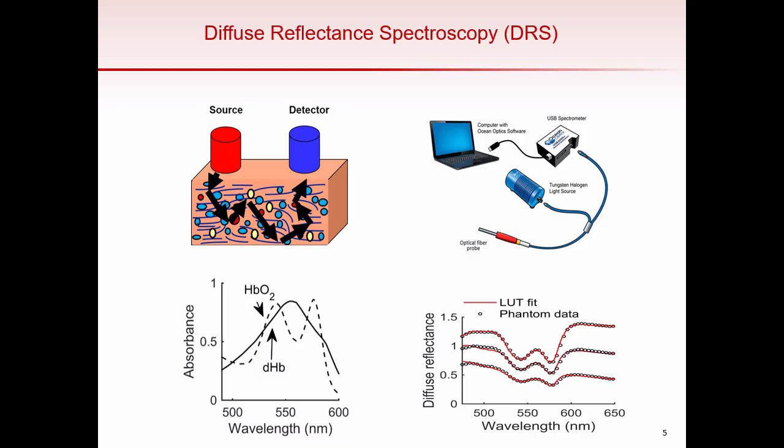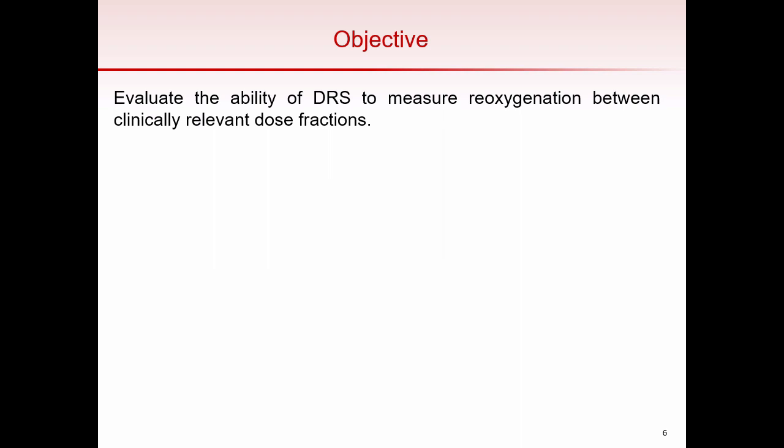So using empirical or analytical models, we can analyze this reflected light to extract meaningful functional information out of it. Here you can see representative diffuse reflectance spectra with different scattering and absorption values. So our goal with this study is to evaluate whether diffuse reflectance spectroscopy is capable of measuring if reoxygenation is happening between doses or not.